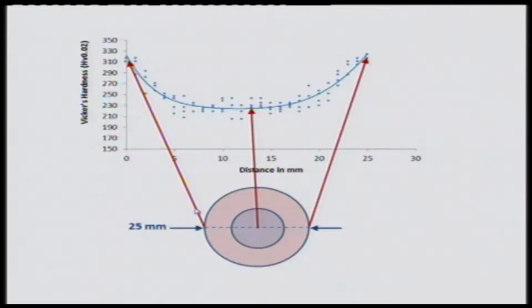This is just showing the hardness variation going right from the surface to the core, and to the surface back at the other end. So, this was one example where heat treatment principles can help you design such heat treatment schedules.